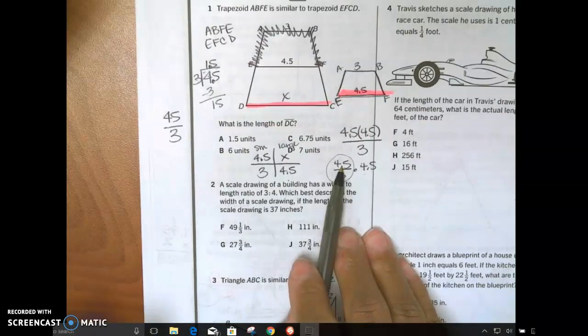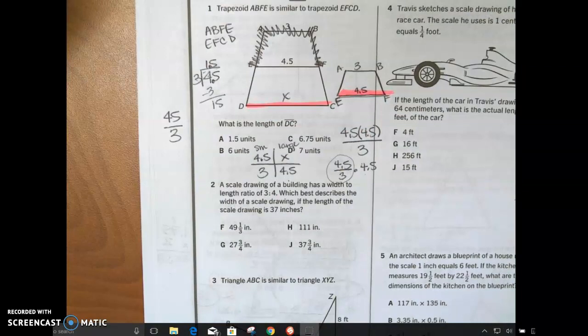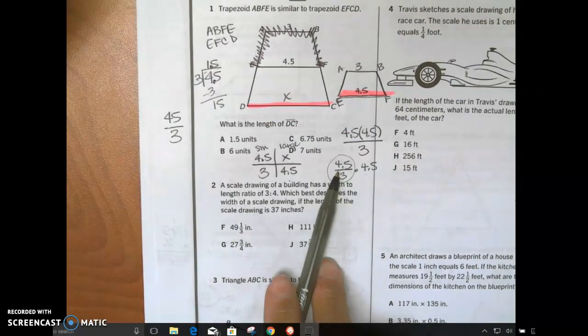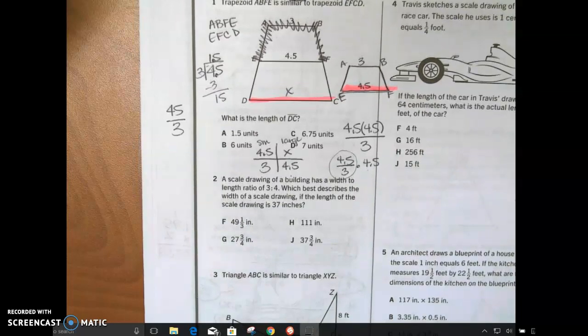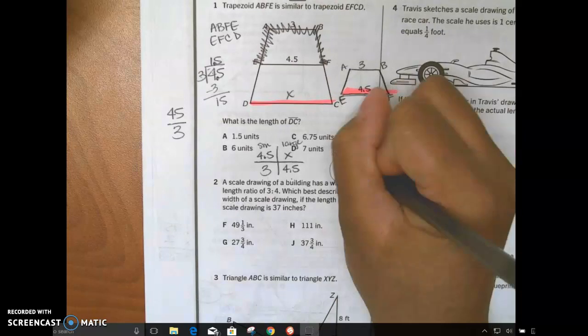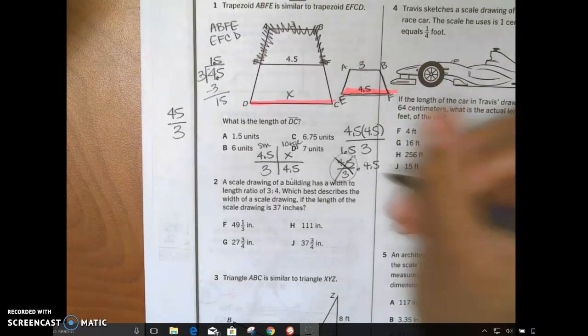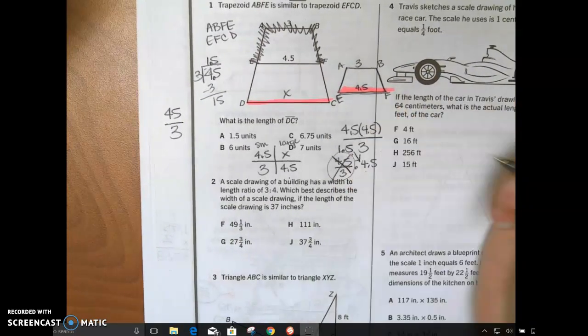So what is this simplified? What is this simplified? I just did it. 1.5. So cross this out. 1.5 times 4.5.